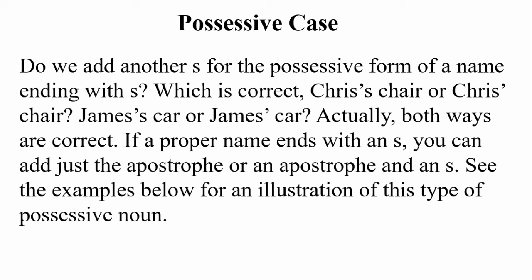Do we add another s for the possessive form of a name ending with s? Which is correct? Christ's chair or Christ' chair? James's car or James' car? Actually, both ways are correct. If a proper name ends with an s, you can add just an apostrophe, or an apostrophe and an s. See the examples below for an illustration of this type of possessive noun.